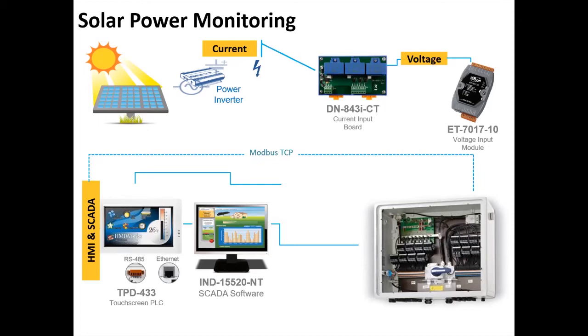The DN843ICT current input board has three current input sensors that can be clamped over cables for energy monitoring. They put out a voltage, which our ET7017-10 data acquisition modules take in and pass back to SCADA software on a PC. The SCADA software shows a graph of the energy usage and also logs the data. The TPD433 touchscreen PLC also shows the information on a screen.